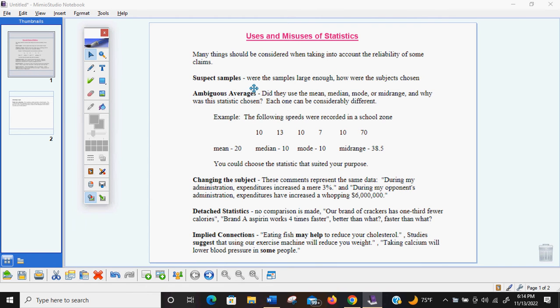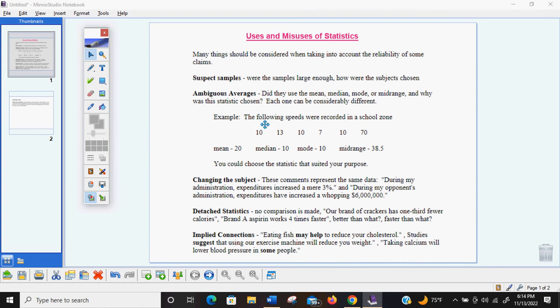First of all, suspect samples. Were the samples large enough? If they weren't large enough, if they say 3 out of 4 dentists recommend something, well, 4 is not very many people to interview. You can't make an opinion based on that. And how are the subjects chosen? Is it a sample that represents everyone they're talking about? Or did they just pick and choose certain people to sample?